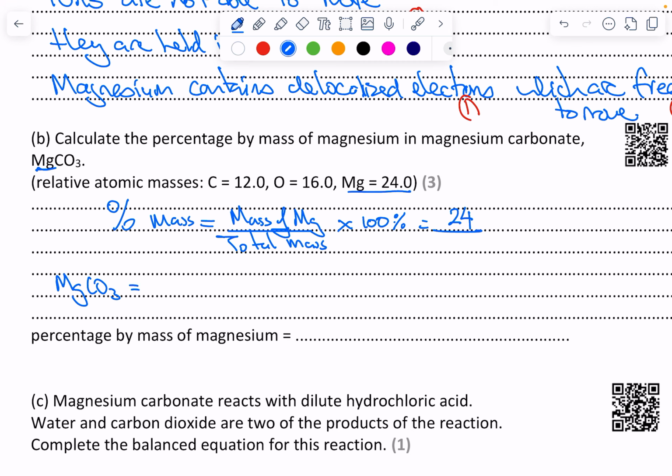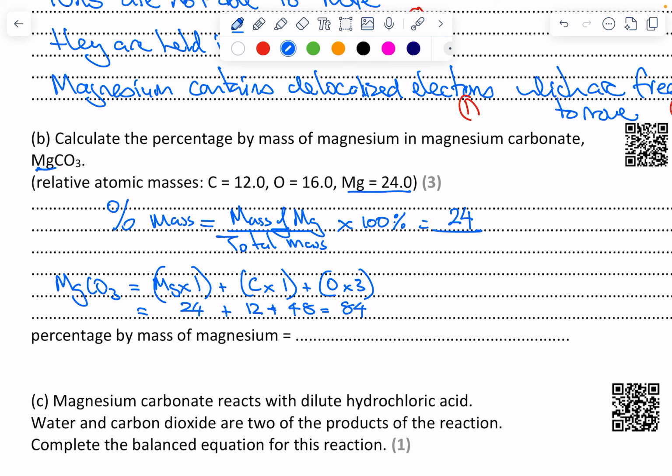So what I'm going to do here is, magnesium carbonate contains 1 lot of magnesium, it contains 1 carbon and it contains oxygen times 3. So we've got that kind of composition. 1 magnesium has a mass of 24. 1 carbon has a mass of 12. 3 times oxygen is 3 times 16. So 3 times 16 is 48. Add all those up and that comes to 84.